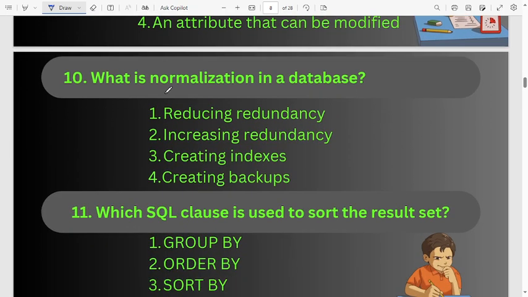Now the next question is, what is normalization in database? For reducing redundancy, increasing redundancy, creating indexes, creating backups. Basically, we use normalization, first normal form, second normal form, third normal form, till fourth normal form, to reduce the redundancy.